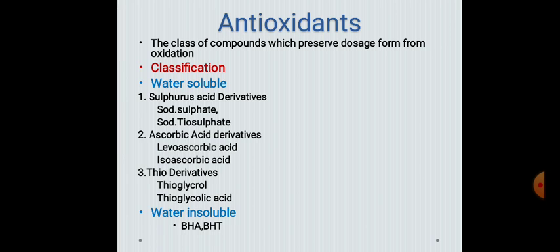Water soluble antioxidants have 3 subclasses: sulfurous acid derivatives, example sodium sulfite, sodium thiosulfate; second, ascorbic acid derivatives, ascorbic acid or isoascorbic acid; and last, thio derivatives, examples thioglycerol or thioglycolic acid. The second category, water insoluble, is BHA and BHT. BHA stands for butylated hydroxyanisole and BHT for butylated hydroxytoluene.